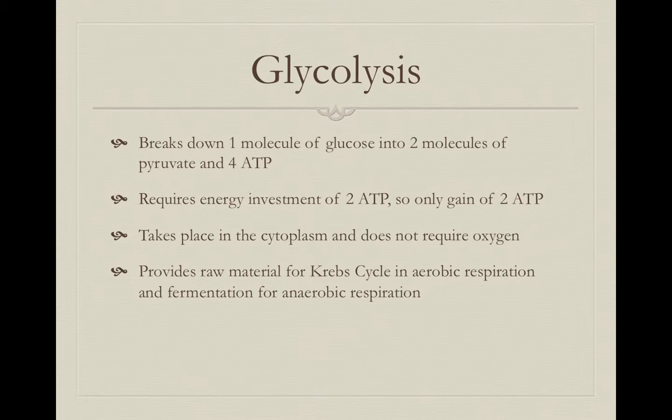Glycolysis provides the raw material for the Krebs cycle in aerobic respiration and fermentation for anaerobic respiration. So right now we have a total of 2 ATP being created in glycolysis. It's actually 4 created, but remember, we still use 2, so we only gain 2 out of glycolysis.